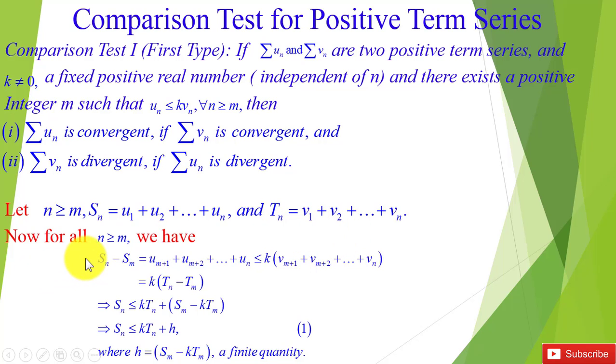Now for all n greater than or equal to m, we have Sn minus Sm is equal to um plus 1 plus um plus 2 plus up to un, which is less than or equal to k times vm plus 1 plus vm plus 2 up to vn.